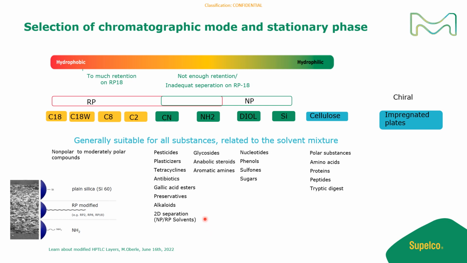It's also possible to do a very good two-dimensional separation. This means you can use the cyano phase to first do a separation in one direction with a normal phase solvent, and in the other direction you use a solvent mixture you normally use for reversed phase. So then you get the best separation conditions of both sides. There are also more advantages to using these modified layers, and this I will show you in the later examples.